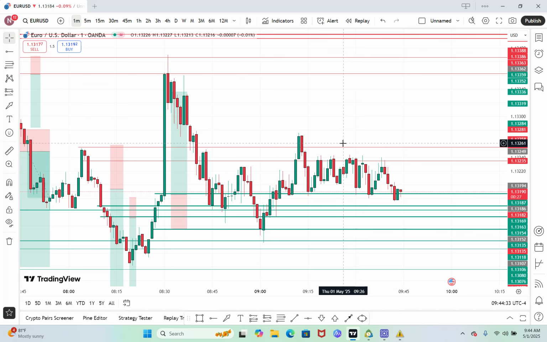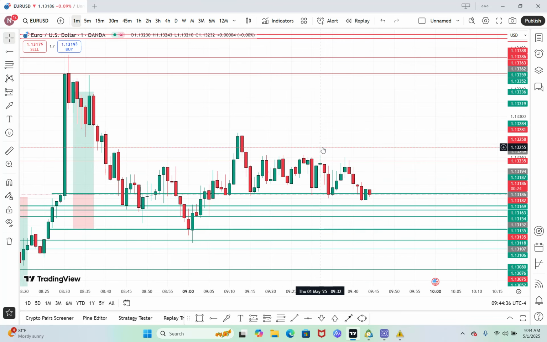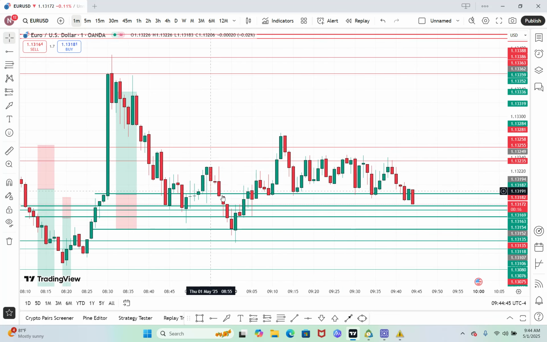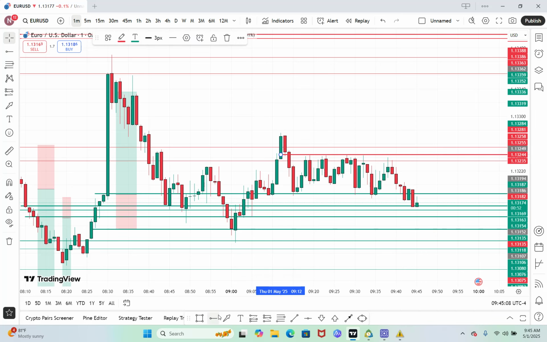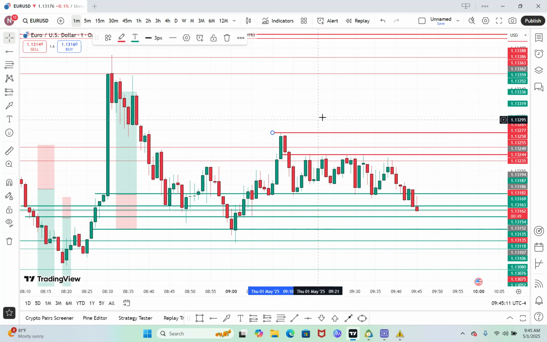So the market is moving sideways, and our strategy will not permit us to trade if the market is moving sideways. This area right here is an area where sellers were in control and the market made a drop, but we're not interested in this area because of the profit margin. That's the reason why I didn't even mark this area out.